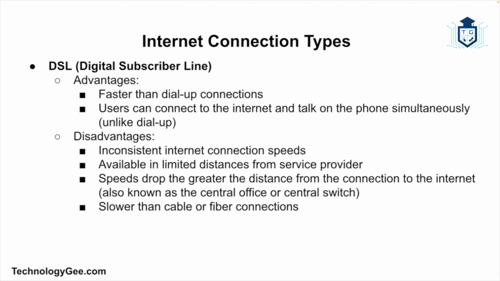Some of the advantages of DSL include the following. They are faster than a traditional dial-up connection, and users can connect to the internet and talk on the phone simultaneously, unlike a dial-up connection. The disadvantages are that DSL provides inconsistent internet connection speeds. It's available in limited distances from the service provider. The speeds can drop the greater the distance from the connection to the internet, which is also known as the central office or central switch. And DSL is normally slower than cable, and it is definitely slower than a fiber connection.